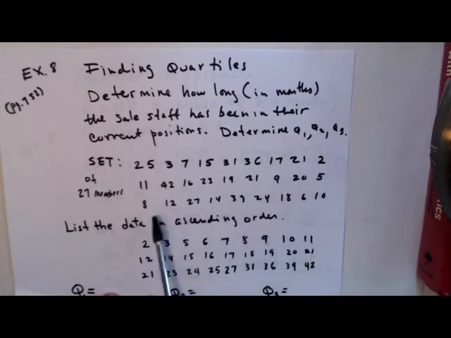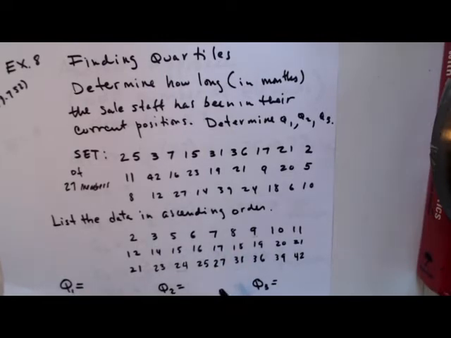You can read them. The first thing that you need to do is list the data in ascending order. And because there are 27 members, the calculation is going to be easy because the numbers are going to correspond exactly to where they show up. For example, the median.